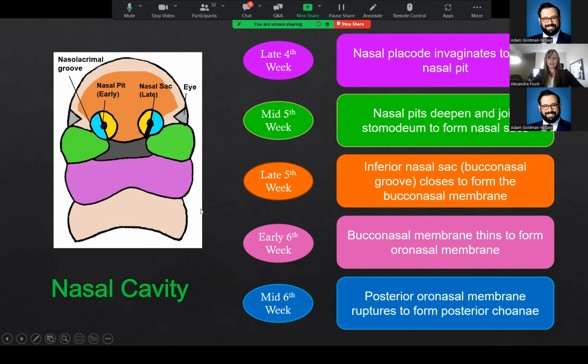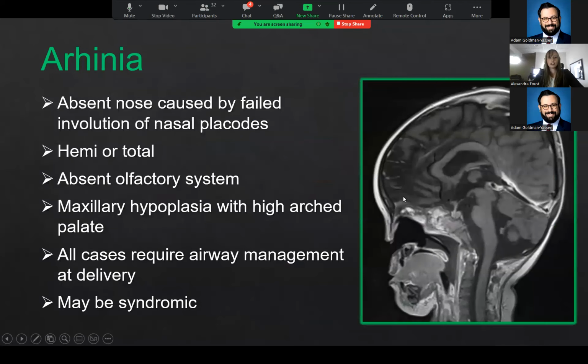And the oronasal membrane eventually will rupture and form the posterior choana about the 6th week of life. Now, when you get to the 6th week, the posterior choana isn't in its final resting spot per se, because the face continues to develop and the palate is going to come in a little bit later and move things around. But it should be open at that point, and eventually it will move a little bit more posteriorly to its final ending point.